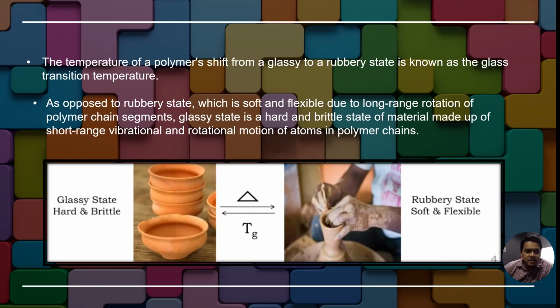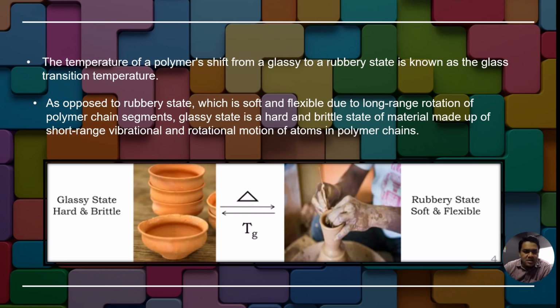The next is the temperature at which the polymer shifts from the glassy to the rubbery stage is known as the glass transition temperature. So this is the point that I said before, the important point that how we want to know the process of the transition glass.